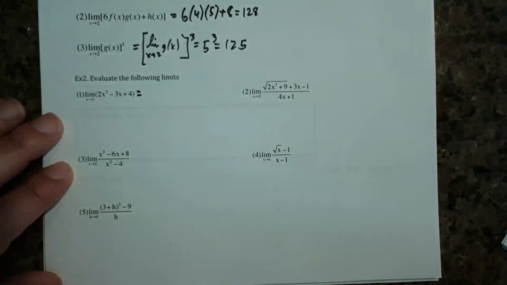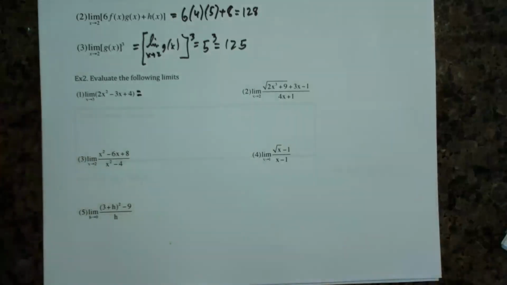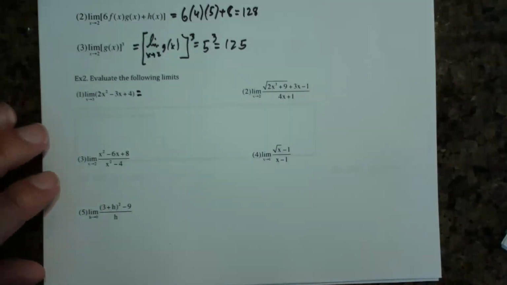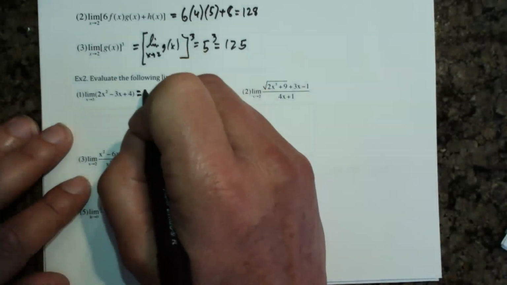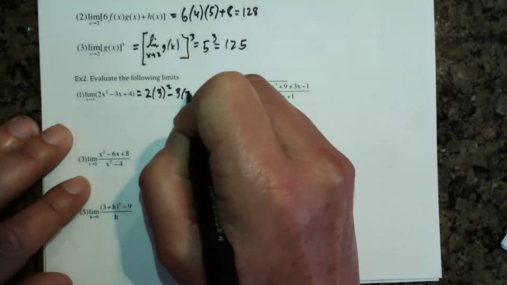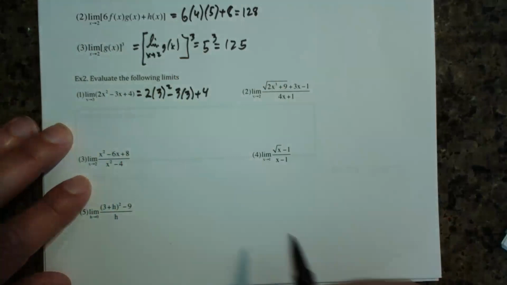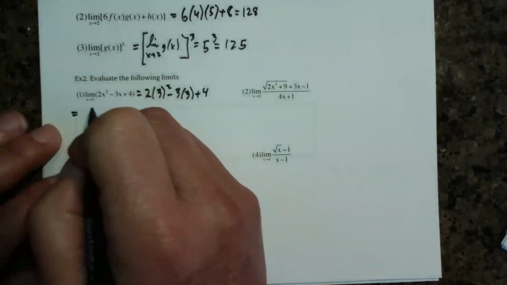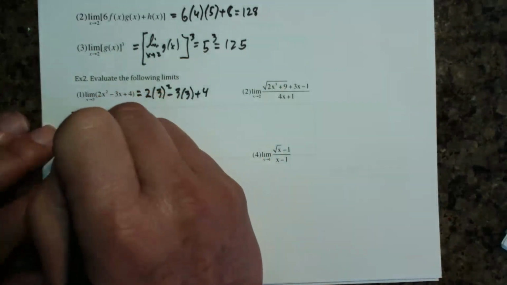The only time we won't do that is if we end up dividing by 0, or we end up taking the square root of a negative, or something crazy is happening. Usually it's dividing by 0. That's the issue. So this becomes 2 times 3 squared. So again, when you're trying to take a limit, try just dumping the number in and see if you get something.